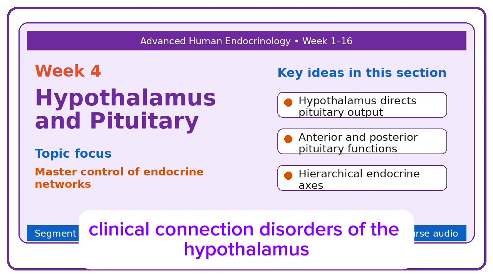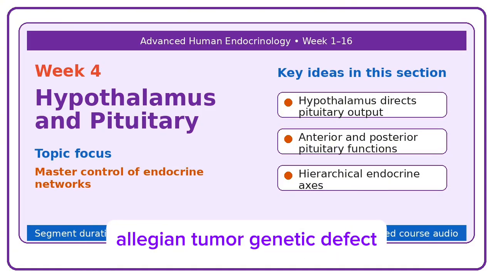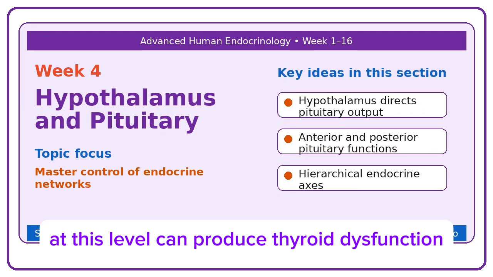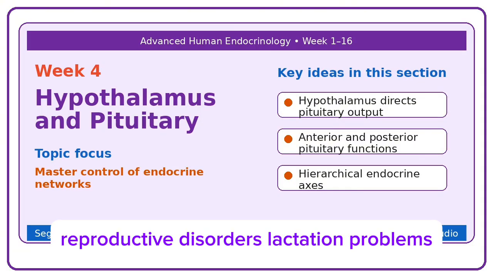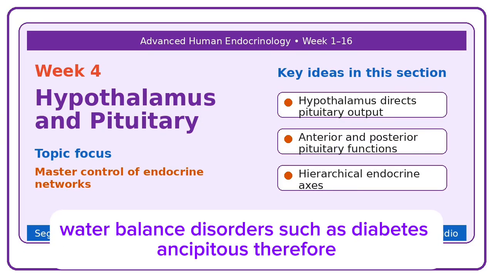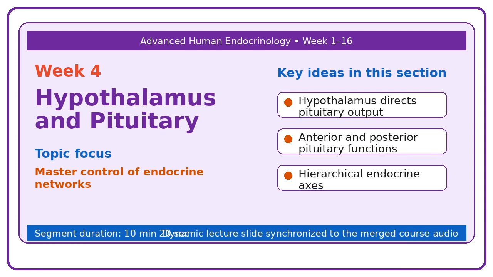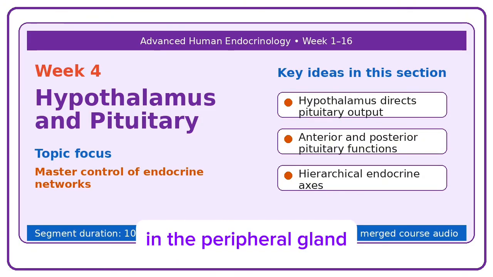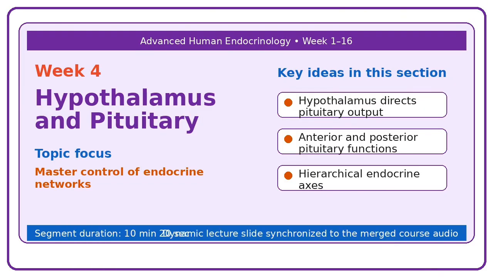Clinical connection: disorders of the hypothalamus or pituitary can affect many endocrine systems at once. A lesion, tumor, genetic defect, or signaling abnormality at this level can produce thyroid dysfunction, adrenal dysfunction, growth abnormalities, reproductive disorders, lactation problems, and water balance disorders such as diabetes insipidus. Therefore, the hypothalamus-pituitary region is central to endocrine diagnosis. When evaluating hormone disorders, clinicians often ask whether the defect is primary in the peripheral gland or secondary or tertiary at the pituitary or hypothalamic level.